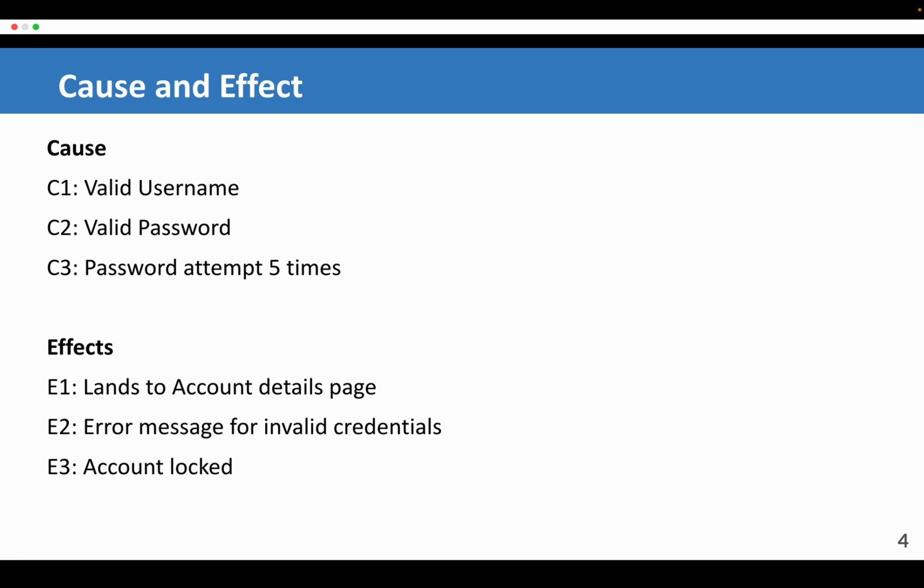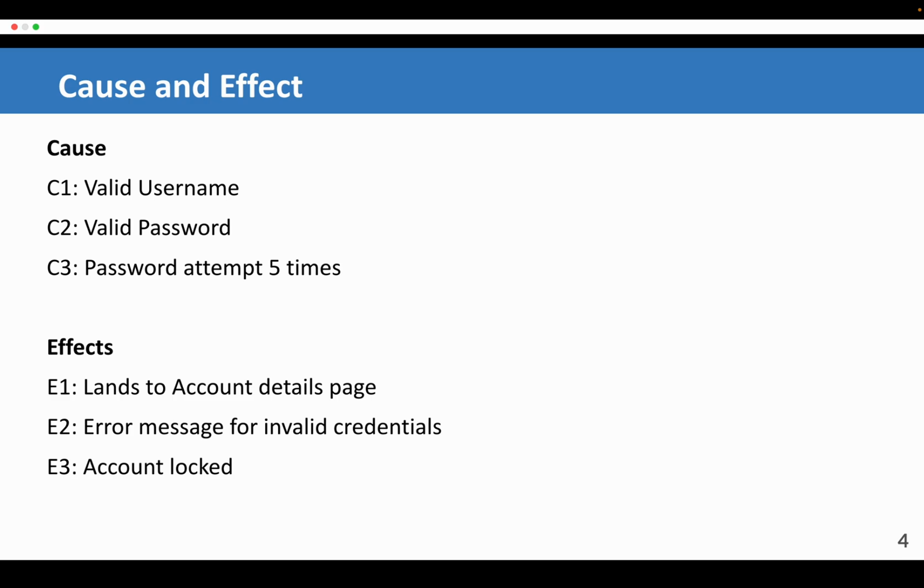For the various combinations of these causes, the ultimate effect we are going to see in the application is either we land on the account detail page, or we see the error message for invalid credentials, that is, invalid login ID or password, or the account is going to be locked. We'll see which cause produces which effect, but ultimately there will be only three effects: the user goes to the account detail page, the error message for invalid credentials is shown, or the account is locked.